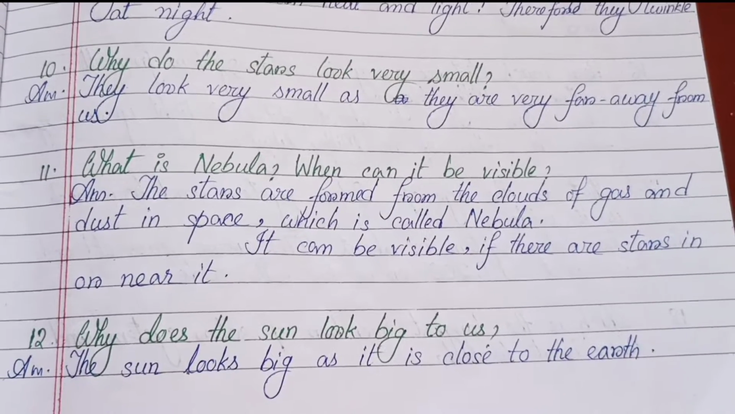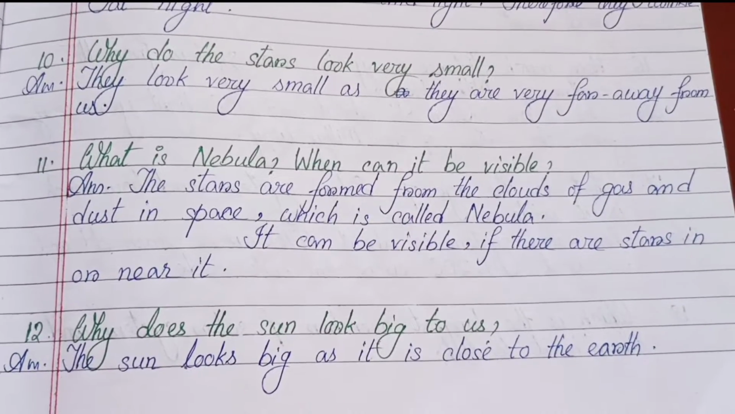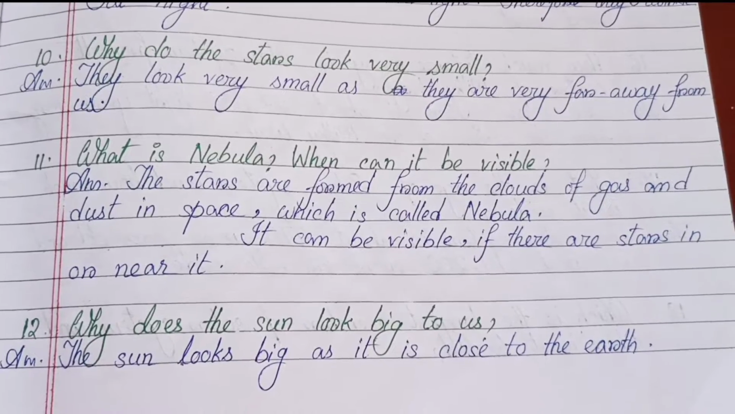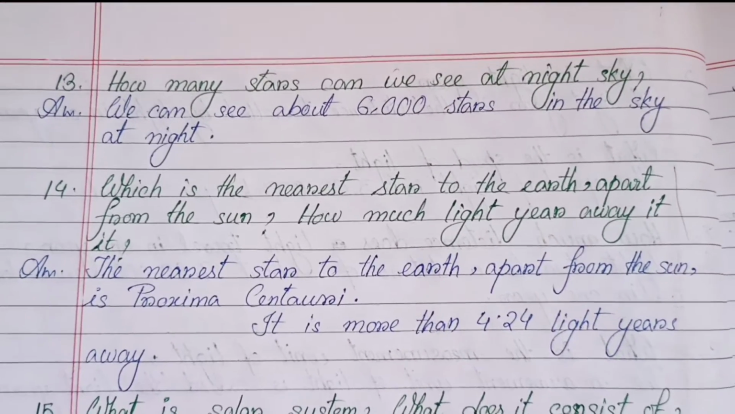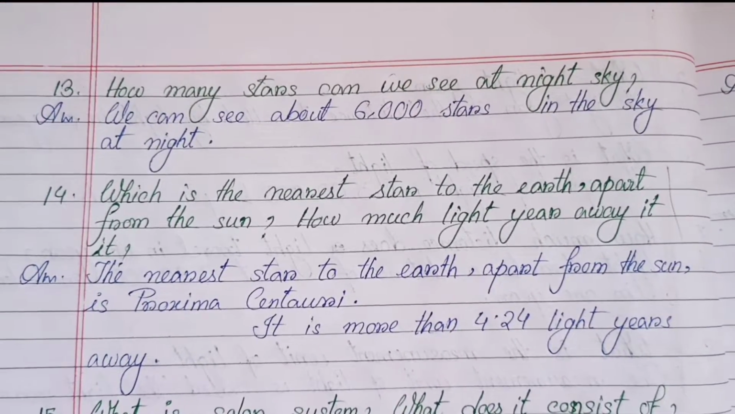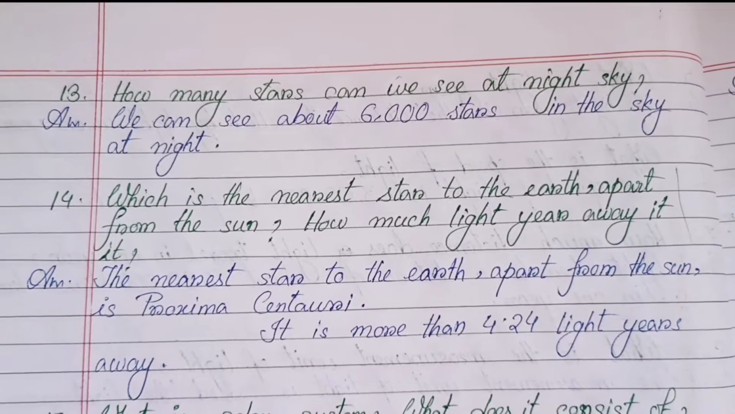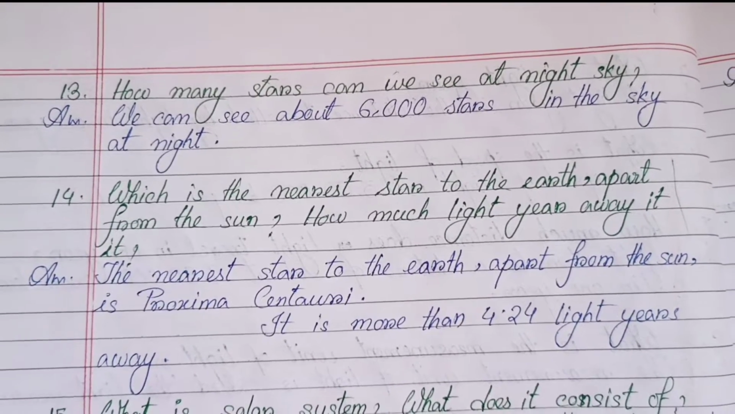Number 12. Why does the sun look big to us? The sun looks big as it is close to the earth. Number 13. How many stars can we see at night? We can see about 6,000 stars in the sky at night.